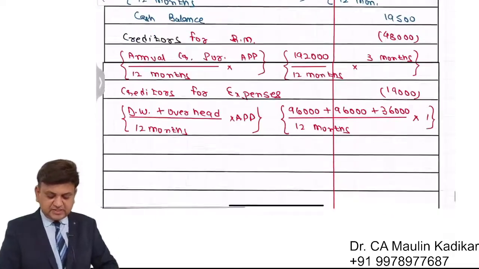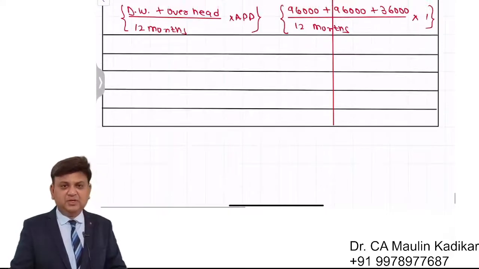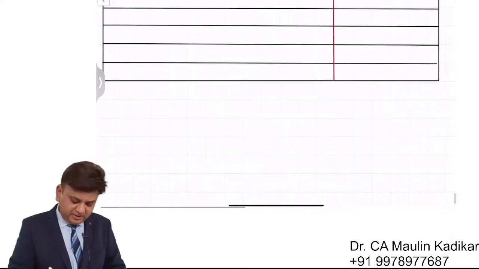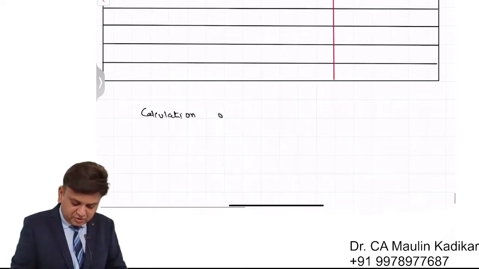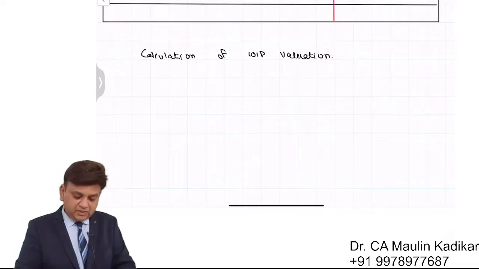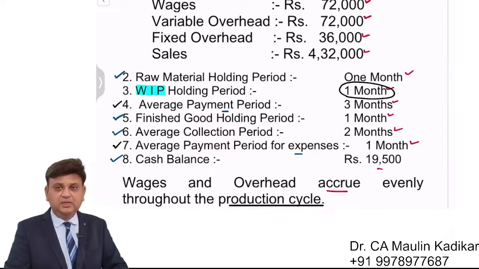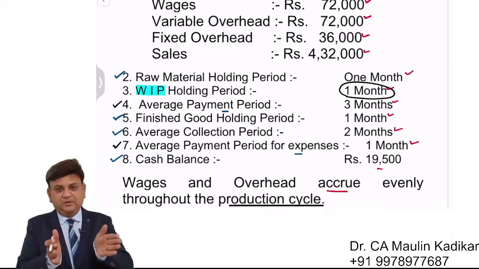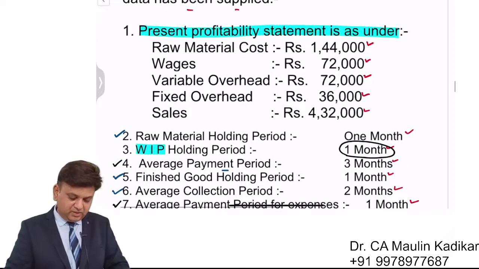Now let us understand how to do WIP valuation. So just keep 3-4 lines gap and write down a new heading, calculation of WIP valuation. Dear students, over here the question is providing the information of what the WIP holding period is. It is 1 month. What does it mean? It means that it takes 1 month to process the raw material into finished goods. So over here what will happen?